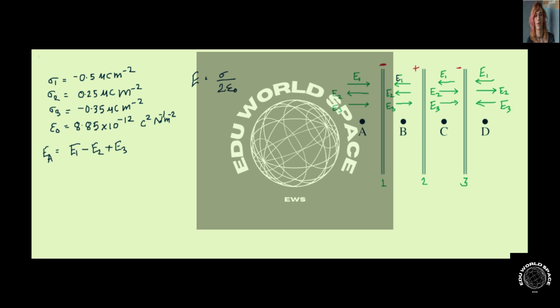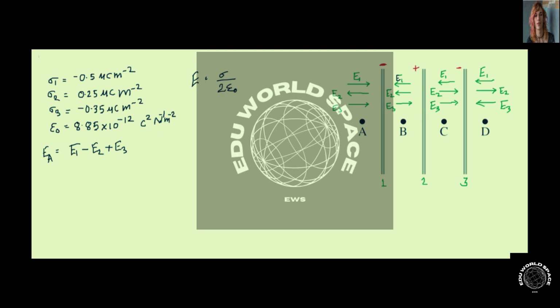Now, while using this formula, we don't need to care about the sign of sigma, because that has already been taken care of by the direction of electric field. Like for example, I have introduced minus here, right? So that corresponds to the difference in charges, right? So we don't need to bother about the signs of sigma. We can just plug in the magnitudes here.